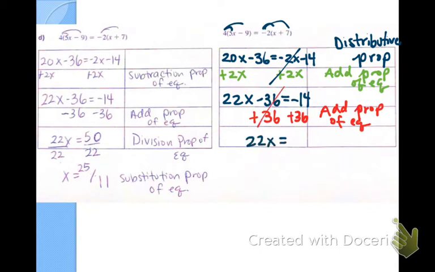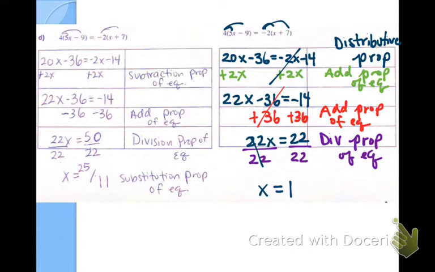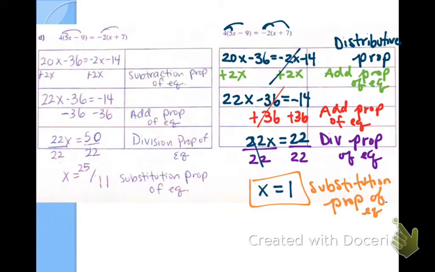So 22x equals minus 14 plus 36 is 22. So my next step, divide both sides by that 22, which is the division property of equality. x equals 1, which is the substitution property of equality. So now we're going to compare.